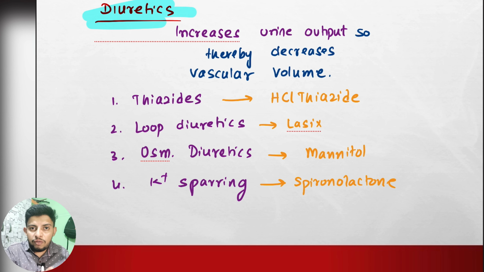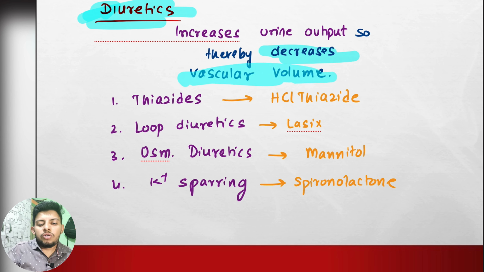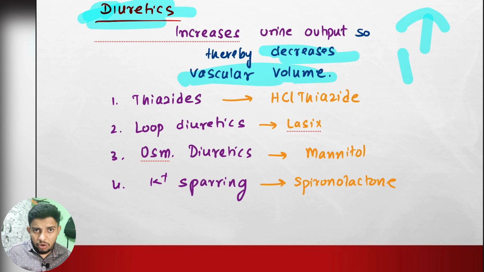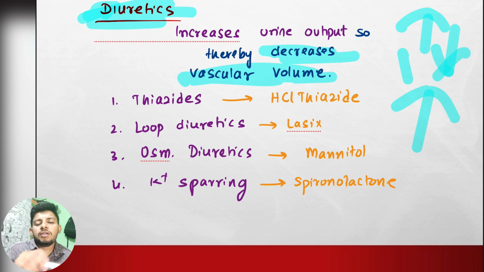So what do you have to do? You have to give diuretics to increase the urine output, to have the normal fluid status in the body. That will decrease the vascular volume to gain the normal fluid status. Understood? If there is an increased fluid status or increased plasma volume, there is also an increase in BP. So you have to decrease the plasma volume or the electrolyte volume, thereby there is a decrease in the BP.